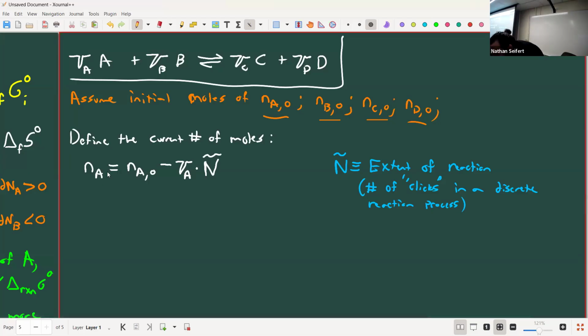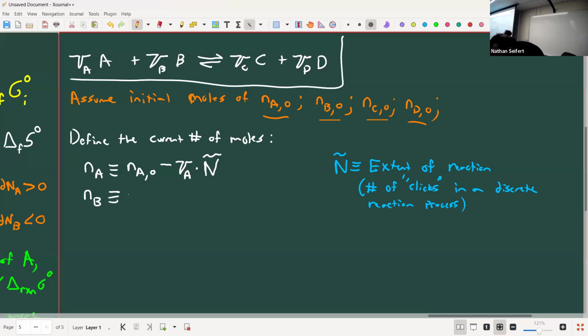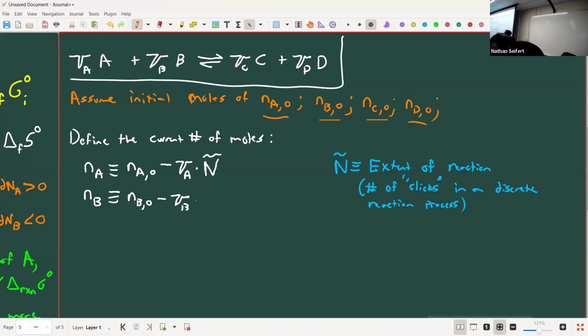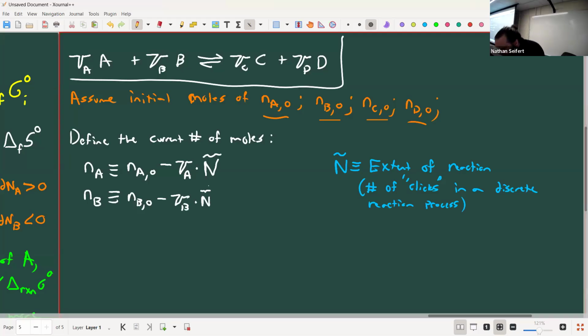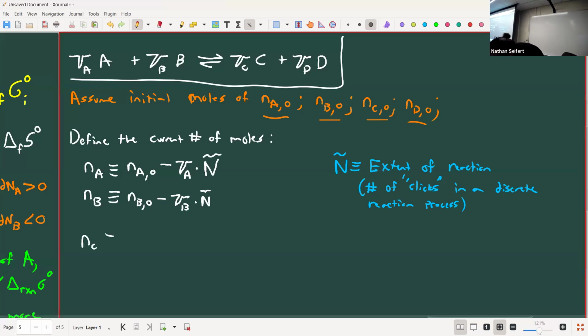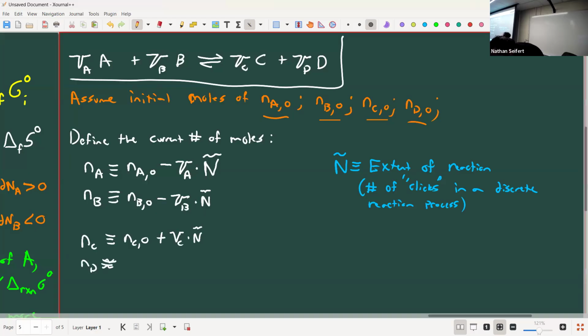Okay, so we can finish up writing the rest of these. We lose B because it's a reactant. And of course we gain C and D because they're products. So there's a plus sign instead. These should be equal signs.